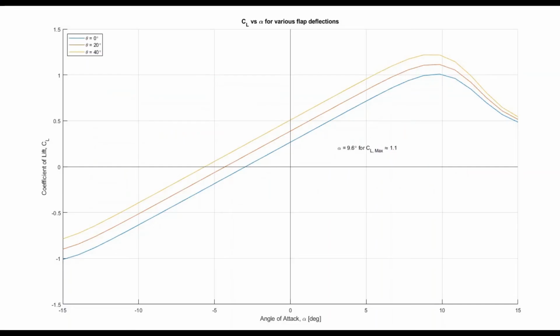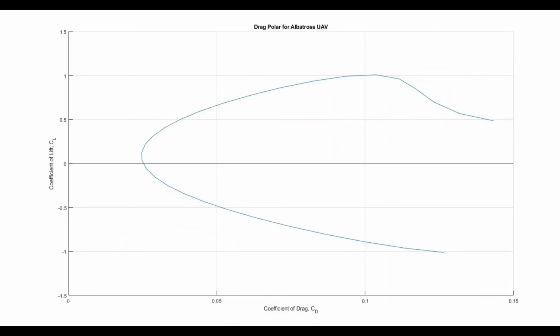Here we have our classic CL alpha graph. We found that alpha is 9.6 degrees where the CL is max, which is about 1.1. This is our classic drag polar, CL versus CD. Obviously there's a strange bit past the 0.1 coefficient of drag area, but still roughly correct.